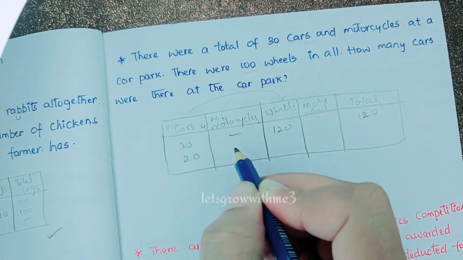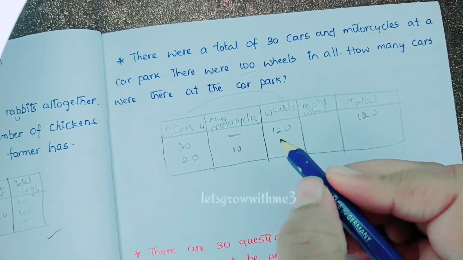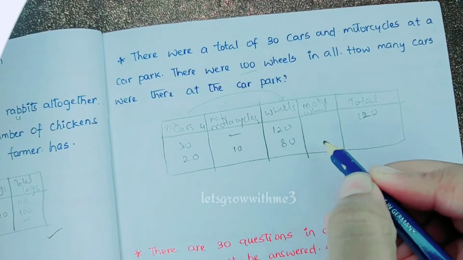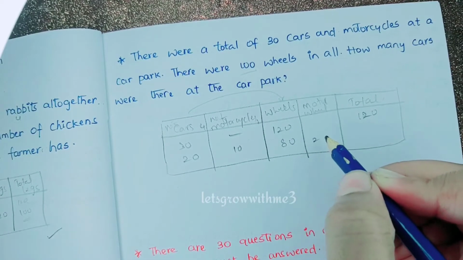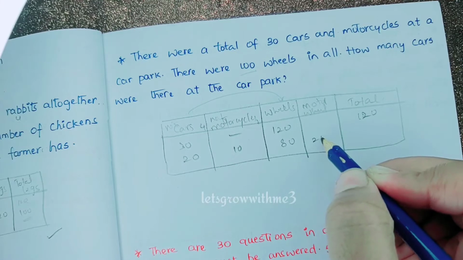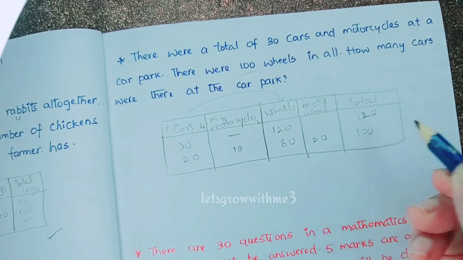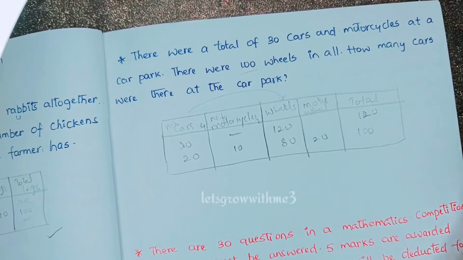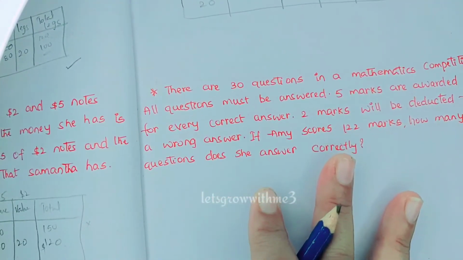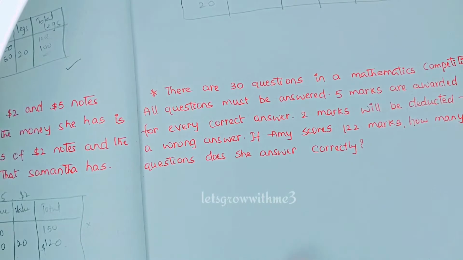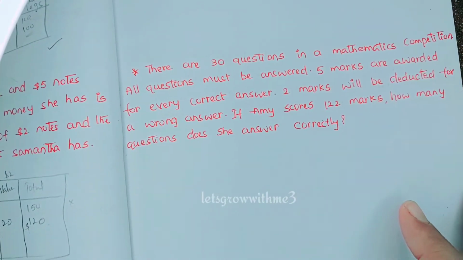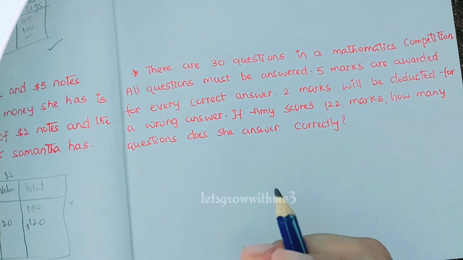Let's take again our famous combination, 20 and 10, and then we will get our answer, because 20 times 4 is 80, and then 10 times 2 is equal to 20. Okay, so the total number of wheels is 100. So that's how you need to do it. Let's see the next question. I hope the famous combination method works here.